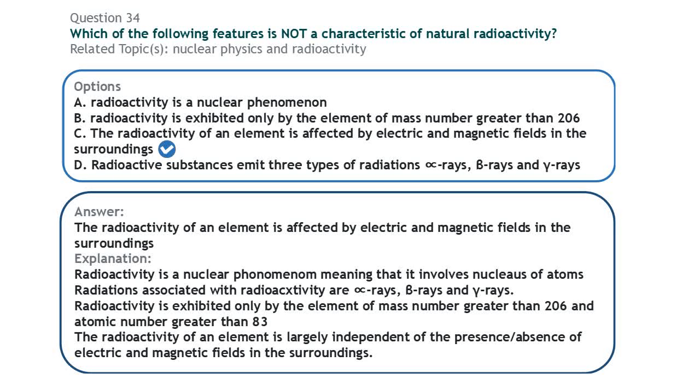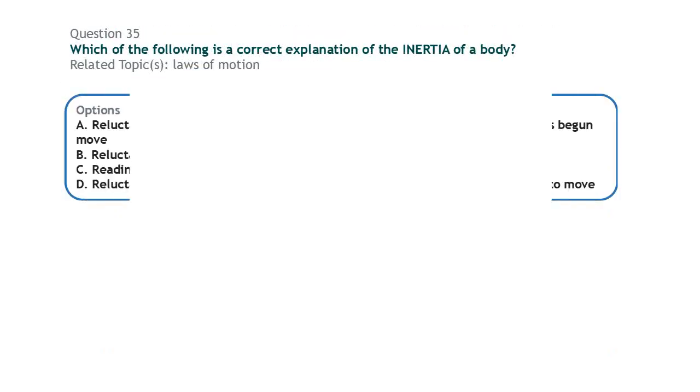And the last one, that during radioactivity there are 3 radiations: the alpha particle, the beta particle, and gamma rays. So these are products of radioactivity. Energy is also released in the process. So what we have here is the odd one out. This is not characteristic of radioactivity. It is not affected by electric and magnetic fields.